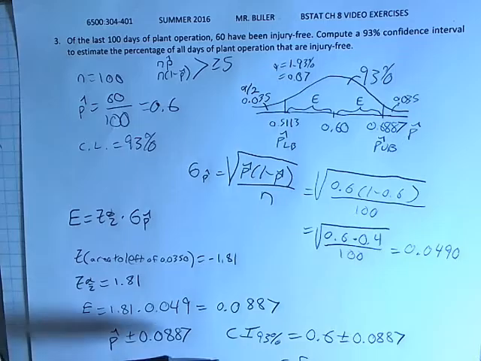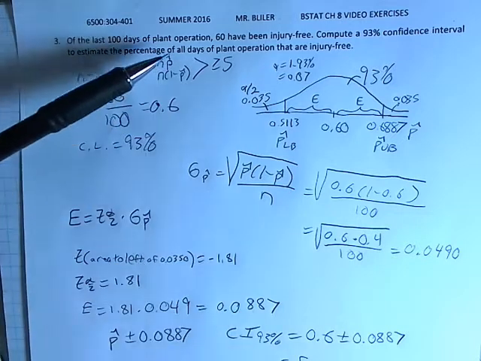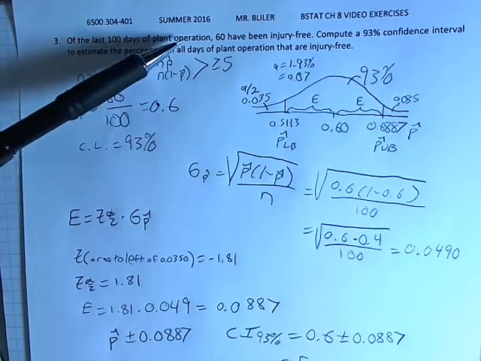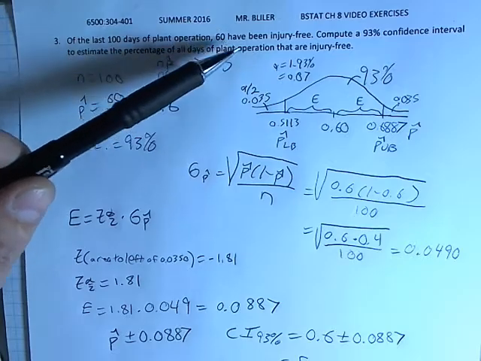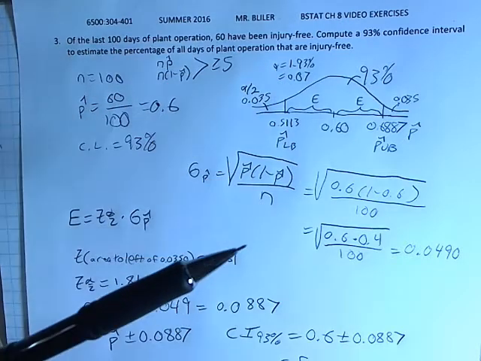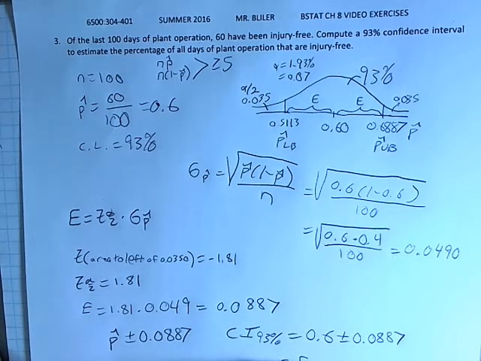So we can say now with 93% confidence we could expect the percentage of all plant days of operation that are injury-free to fall between 51.13% and 68.87%.